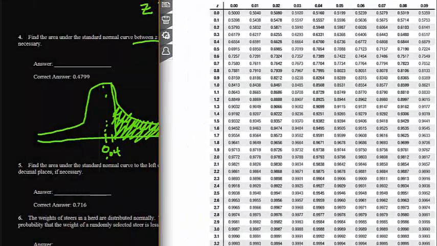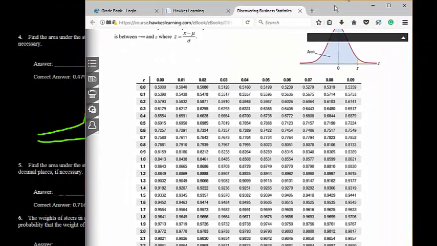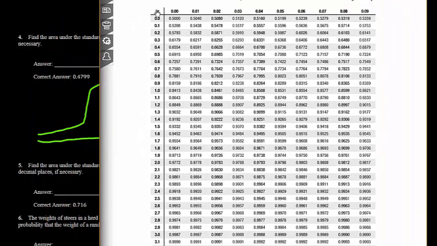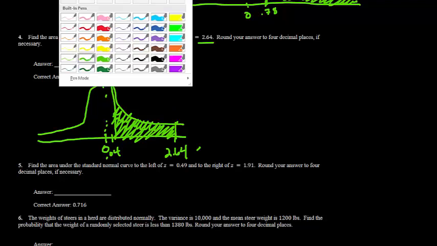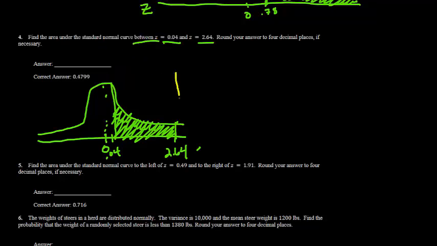Let's put this over here. 2.64, z is 2.64, that's 0.9959. Let's write that down. So basically what we're saying is that the area from here all the way to there is 0.9959.